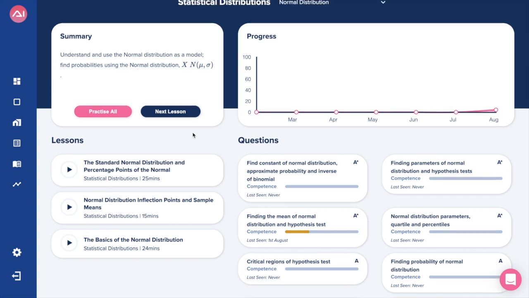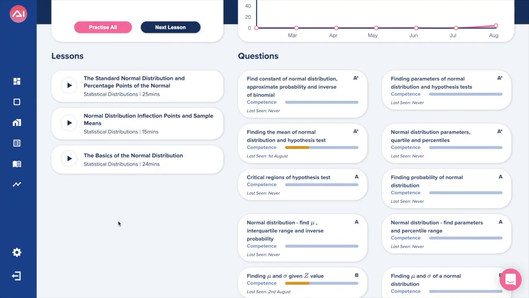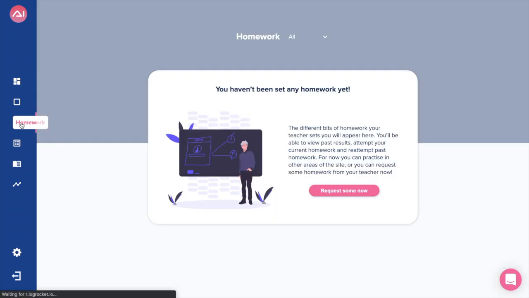So that should give you an introduction to the different types of questions that this service offers. As you can see, it covers the whole A-level syllabus. So pure maths, mechanics, statistics, and you can see there's a large variety of questions, and it gives you detailed solutions to every question, which is great for revision. So next, let's have a look at the homework section.